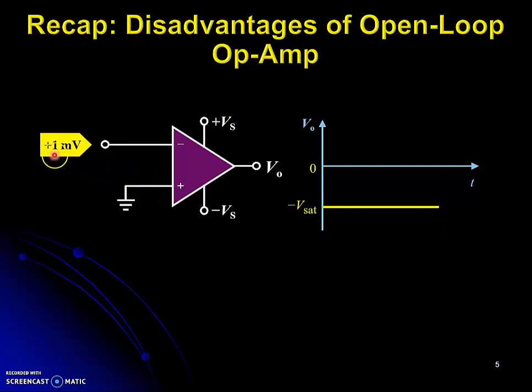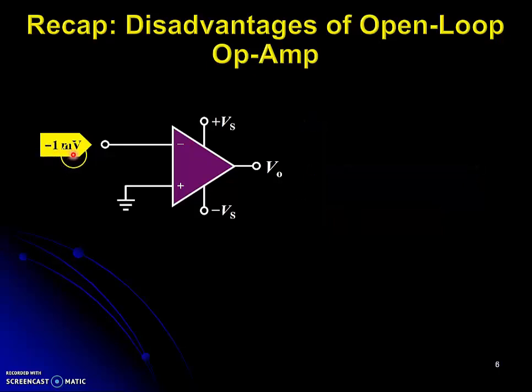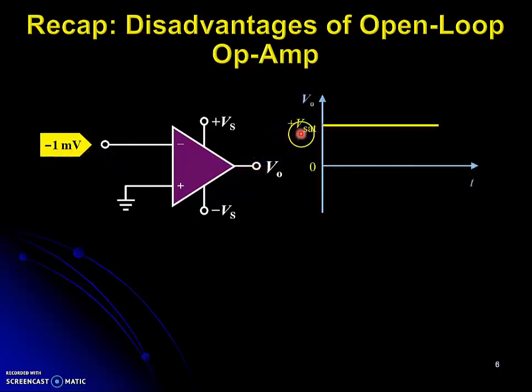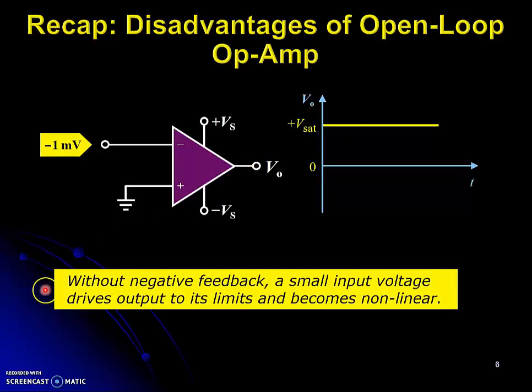When the input voltage is changed from positive 1 mV to negative 1 mV, the output voltage is saturated with a positive voltage. The point to take away is that without negative feedback, even a very small input voltage can drive the output to saturation and cause the op-amp to operate in the nonlinear region.